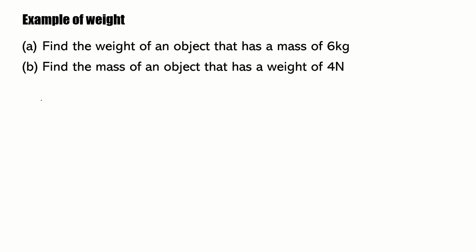So we have a couple of quick examples. In part A, we need to find the weight of an object that's got a mass of 6 kilograms. So therefore, W, the weight, will equal the mass of the object times by the acceleration due to gravity, g, so in other words, 6 times by 9.8, and therefore you can work out what that will be, 58.8. There you go. So that's the first question done. Obviously the answer would be in newtons because we're finding the weight force.